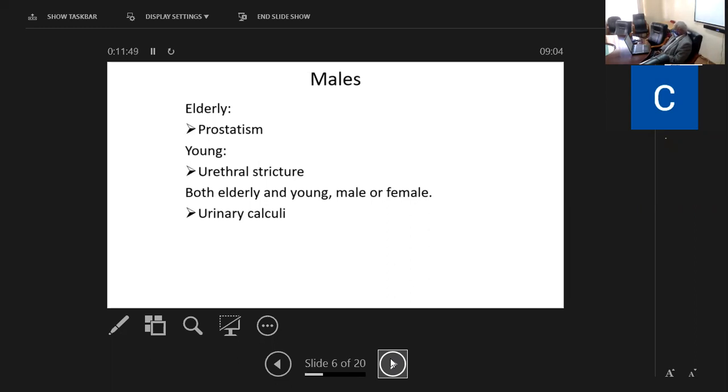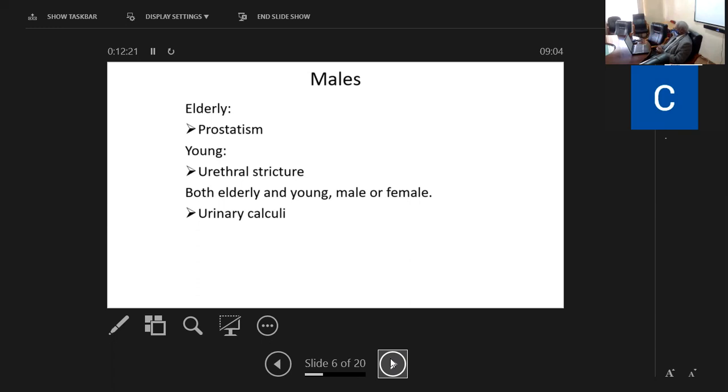This can occur in both elderly and young, male or female. Urethral stricture can occur. When there's a urinary stone in the bladder, the patient will start passing urine. But in the middle of the stream, the urine blocks because the stone has come to the trigone and it blocks the urethra and it can't pass urine.